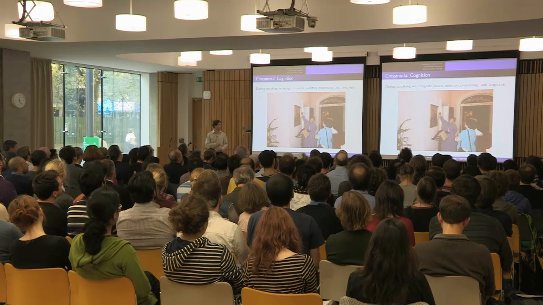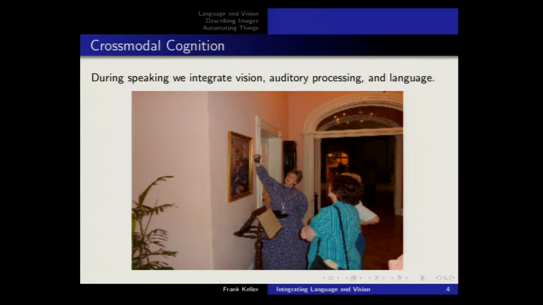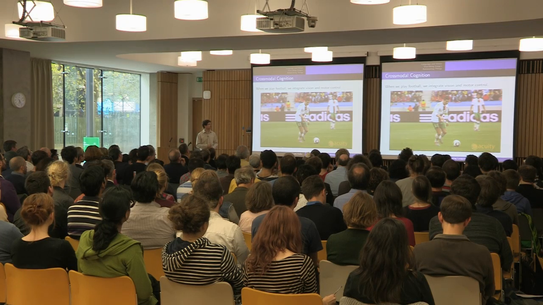So here we have someone who is describing a picture, and she's pointing at the picture. She has a small audience here. She's presumably speaking at the same time. So there's visual processing going on, auditory processing, linguistic processing, maybe even some motor control, right? She's pointing, so that requires some motor action. And this is all happening at the same time. And so far, cognitive scientists have not paid, that's my argument, sufficient attention to this integration of multiple sensory modalities.